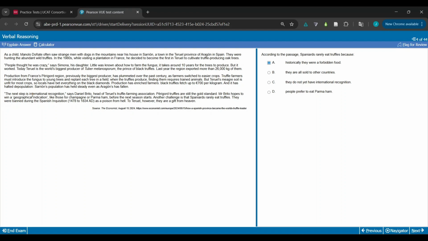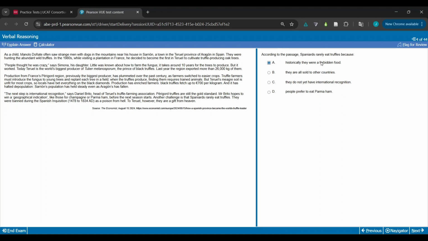Okay, the next step is international recognition, says Daniel Brito, head of Teruel's Truffle Farming Association. Périgord truffles are still the gold standard. Mr. Brito hopes to win a geographical indication like those for Champagne or Parma ham before the next season starts. So you can see already here, it kind of makes sense why I ruled it out, but here it's not really talking about why the Spaniards don't eat truffles. Another challenge is that Spaniards rarely eat truffles. They were banned during the Spanish Inquisition as a poison from hell.